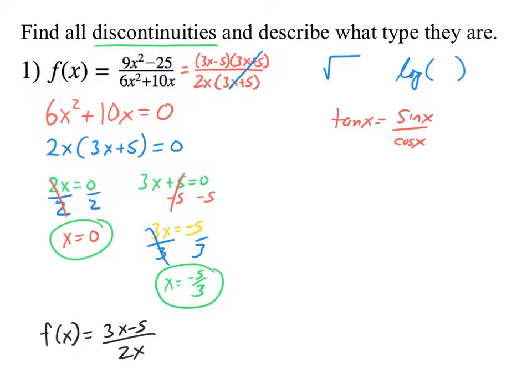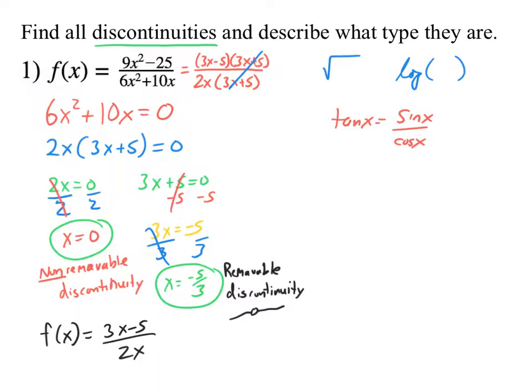A pinhole is a removable discontinuity. It looks like this, and there's a hole. That's what's happening there. This one, you cannot remove. It is a non-removable discontinuity. This is non-removable because you cannot get rid of it. Can't spell removable. It's a non-removable discontinuity.